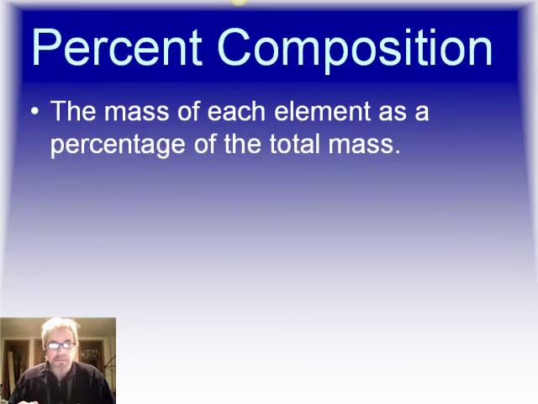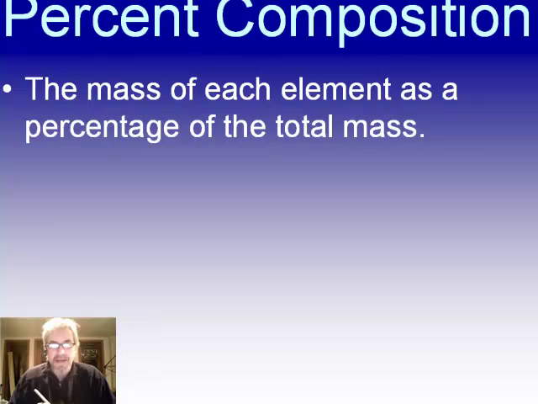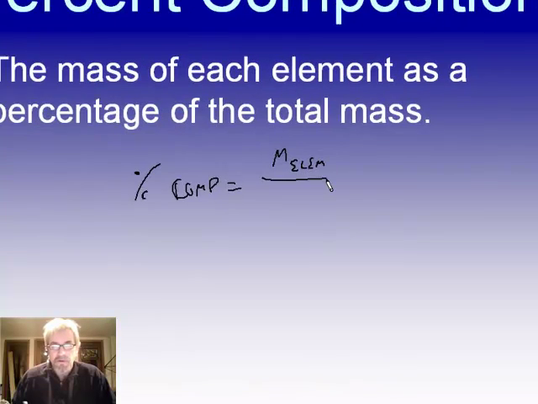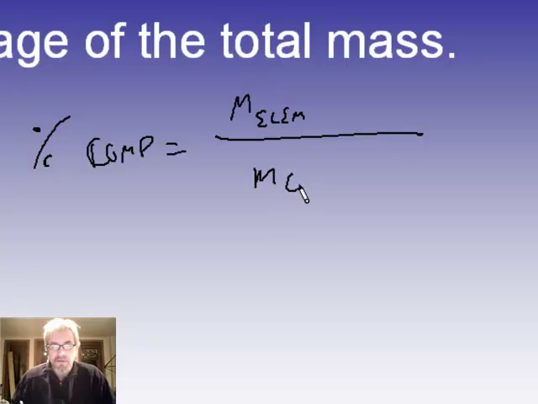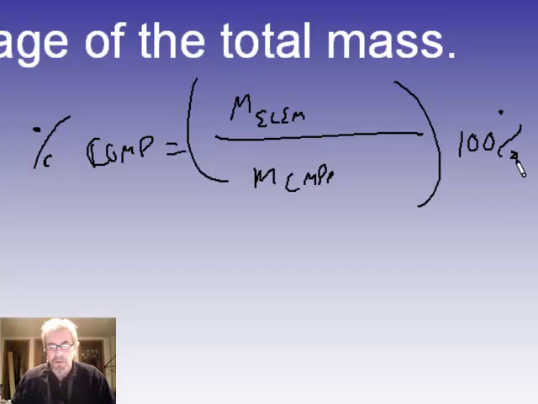Percent composition is just a list of the mass of each element as a percentage of the total mass of the entire compound. So we could define it this way. We could say your percent composition is equal to the mass of the element divided by the mass of the compound. And then to make it into a percentage, of course, you have to multiply by 100 because it'll just be a ratio if you don't.